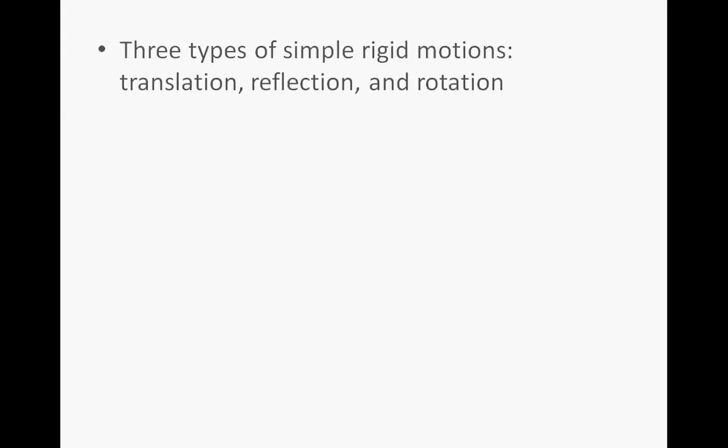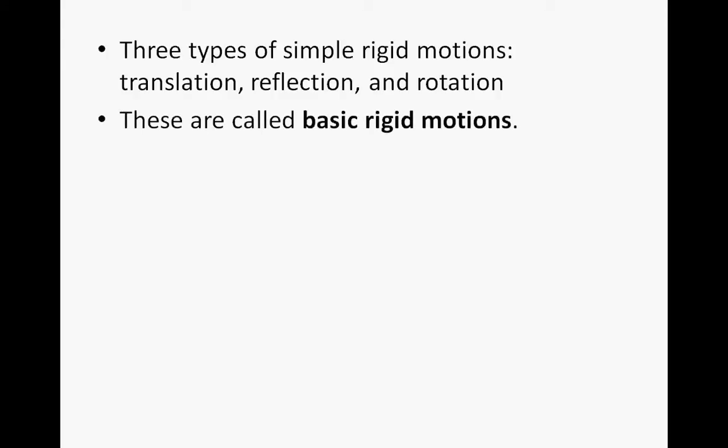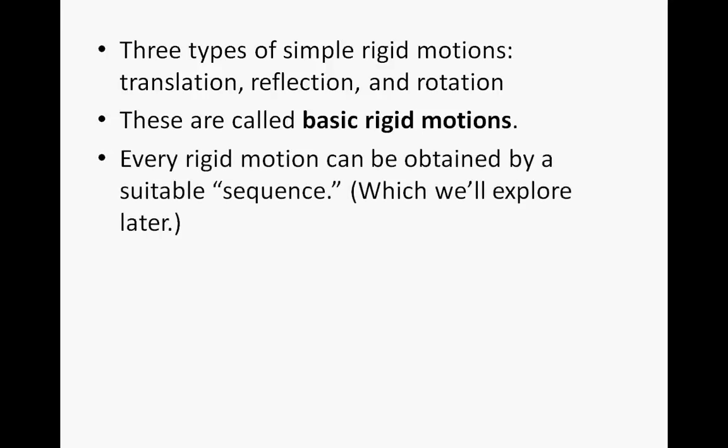Alright, so in the next few lessons we're going to learn about three kinds of simple rigid motions: translation, reflection, and rotation. We're going to call these the basic rigid motions. And we use the term basic because you will see that every rigid motion can be obtained by a suitable sequence of translations, reflections, and rotations. And we're going to explore that later as far as the sequencing.